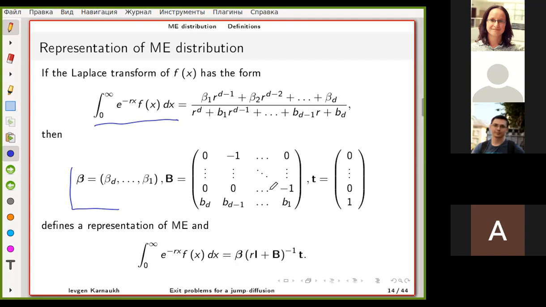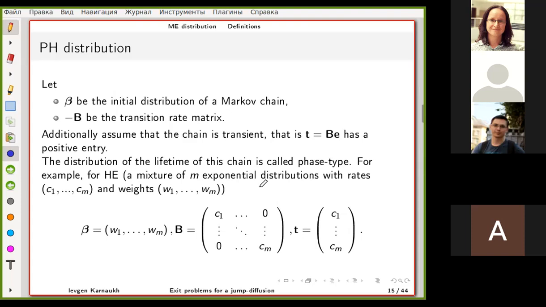The definition of phase type distribution, or PH distribution, can be written like this. Namely, we can assume that we have a transition Markov chain, not one which corresponds to our process, but some general Markov chain. Beta will be the initial distribution of our chain. Minus B is the transition rate matrix of this chain, and T represents the rate of exit to the absorbing state of this chain.